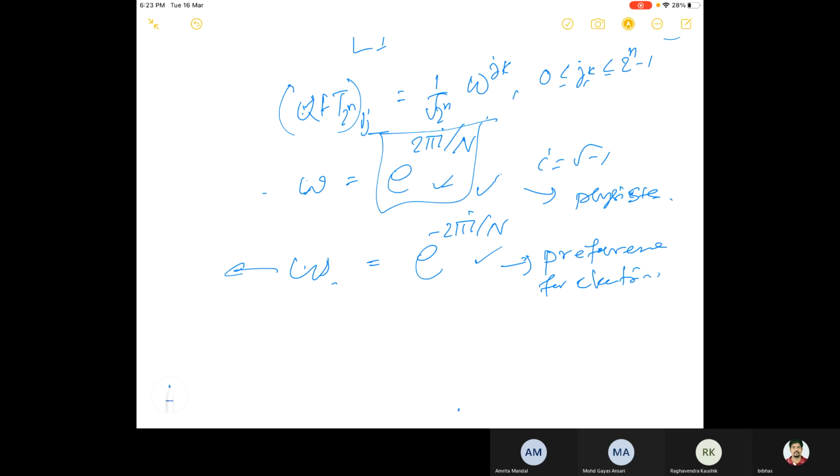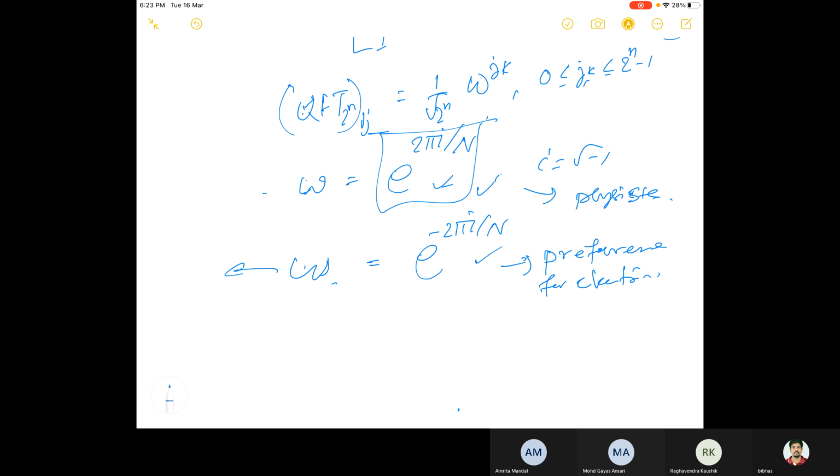Once you have the quantum Fourier transform, you can also define the inverse quantum Fourier transform. Now, the question is, how do we implement this?